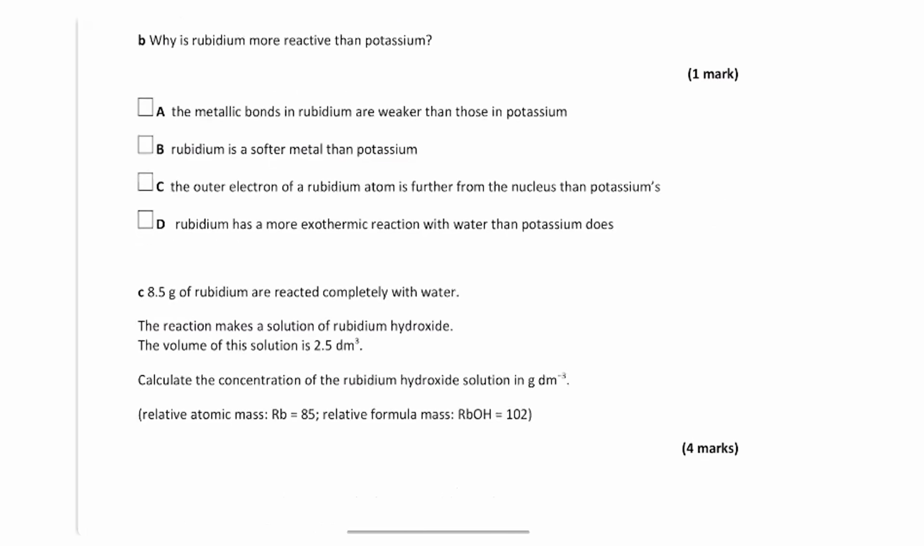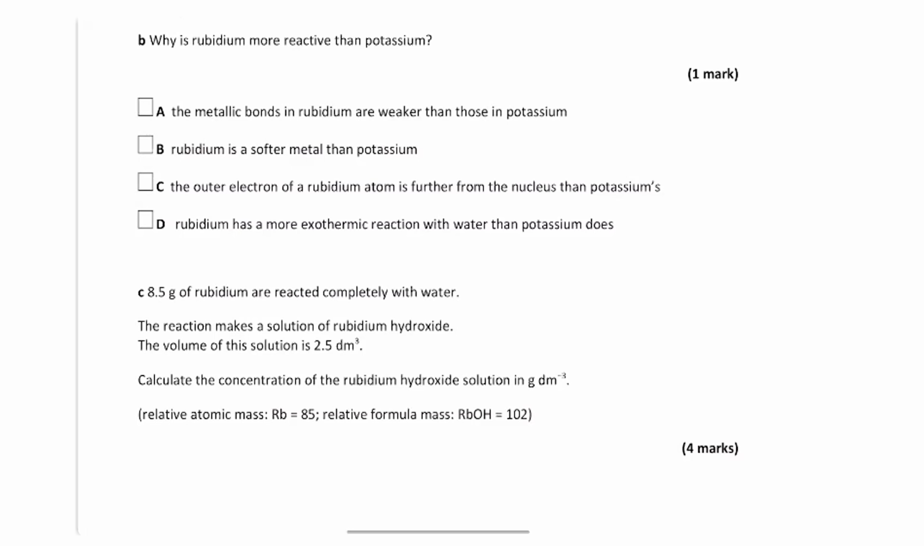B, why is rubidium more reactive than potassium? A, the metallic bonds in rubidium are weaker than those in potassium. B, rubidium is a softer metal than potassium. C, the outer electrons of a rubidium atom are further away from the nucleus than potassium's. D, rubidium has a more exothermic reaction with water than potassium does.